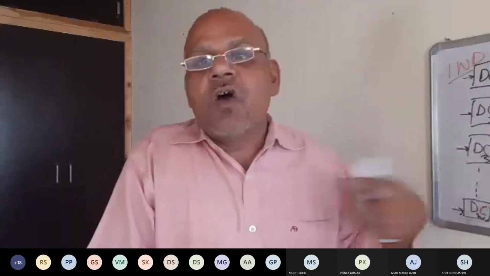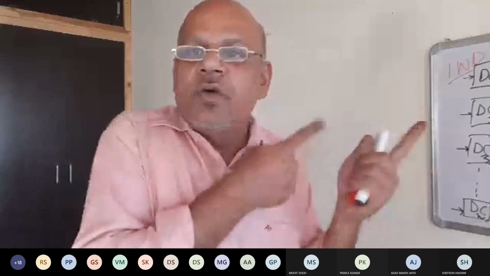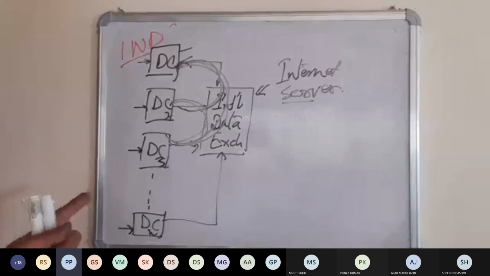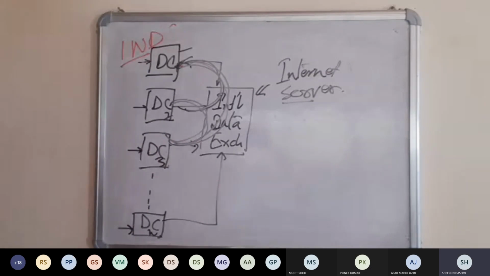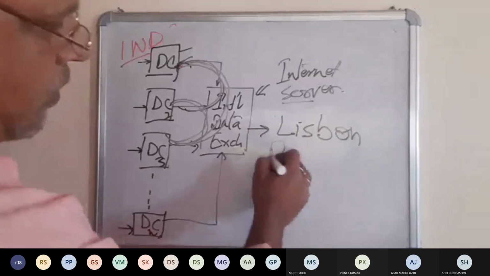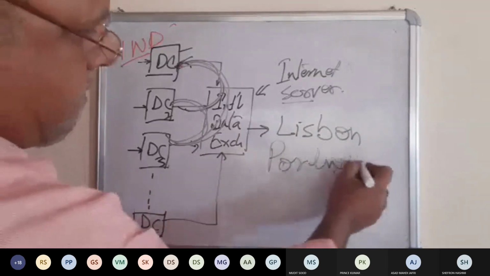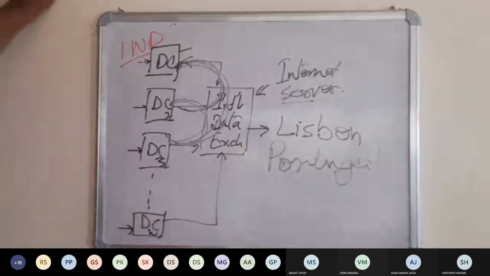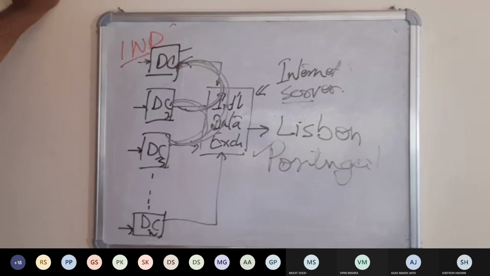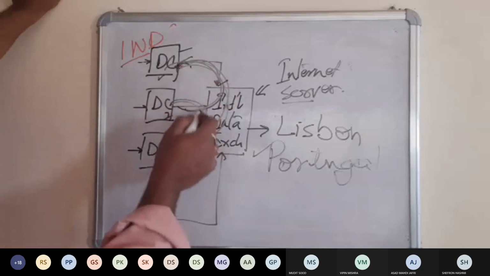That is how it is happening. All the data centers are logging into which server? The International Data Exchange. It is located in Lisbon, Portugal. Just as the Microsoft server is in America and the Google server is somewhere in America, this one is in Lisbon, managed by IMO. So all the data centers are connected to this internet server.